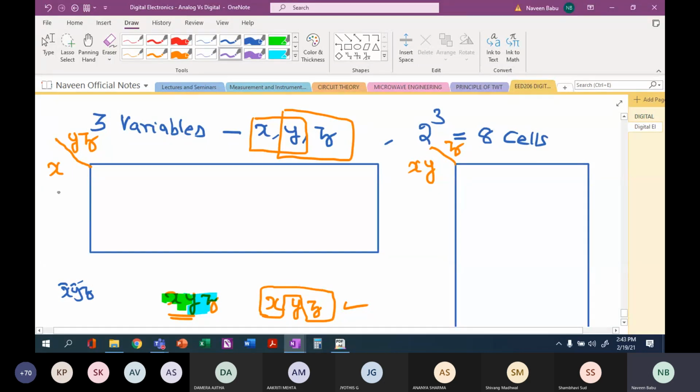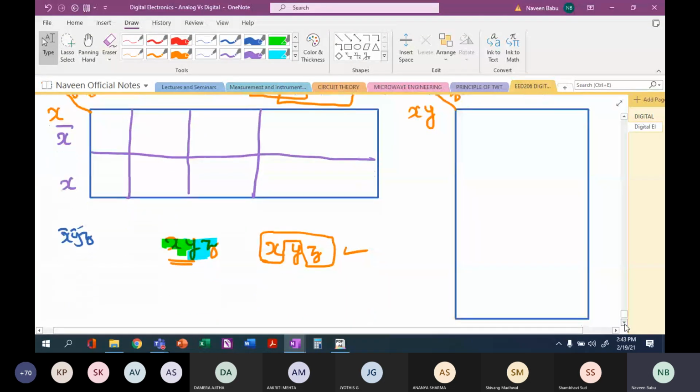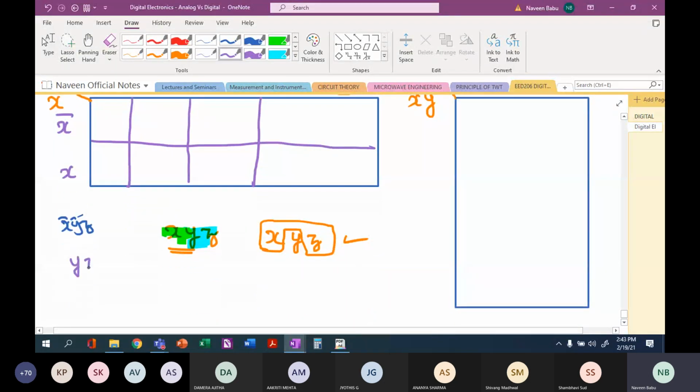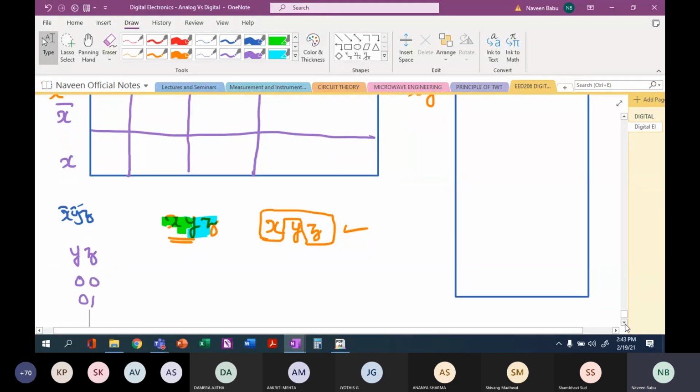Now coming to column wise. How many columns will be there? Since there are two variables, 4 different columns will be there. Please look here very carefully. There are 2 variables column wise. So when I have 2 variables y and z, what are the input combinations in sequence? 0 0, 0 1, 1 0 and 1 1. So these are the input combinations possible.